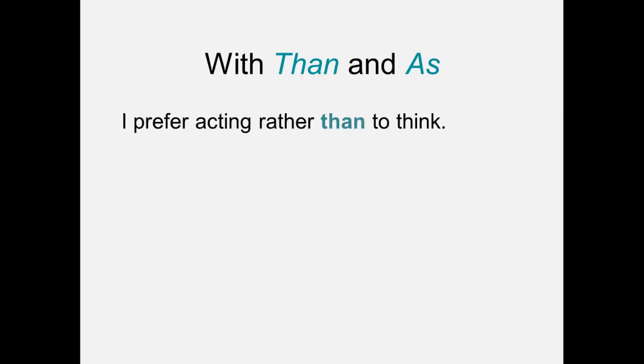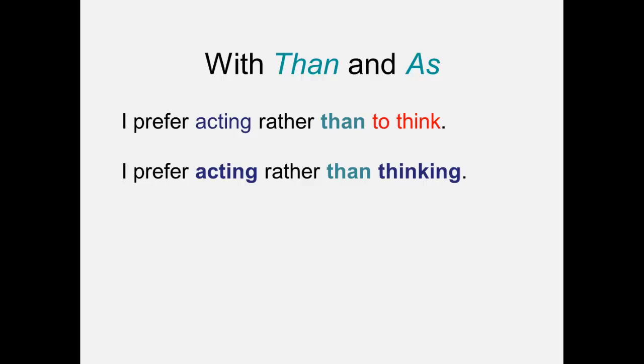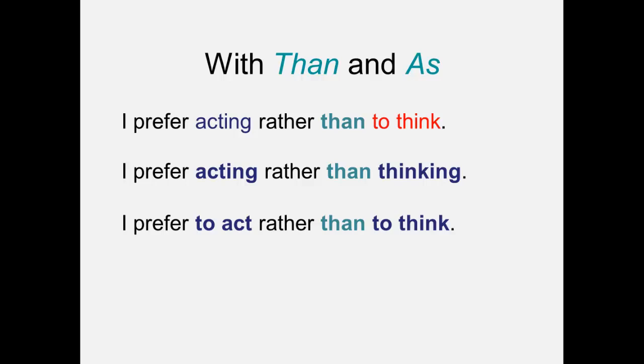Here's an example. I prefer acting rather than to think. Again, one of these things is not like the other. I have two verbs on either side of than, but they're in different forms. One is an -ing verb and the other is an infinitive. So I could change it to acting and thinking. Or to act, then to think. As long as they're in the same form, I'm good to go.